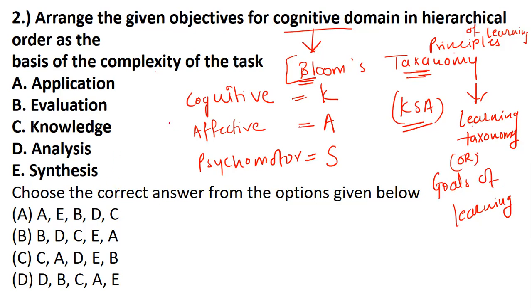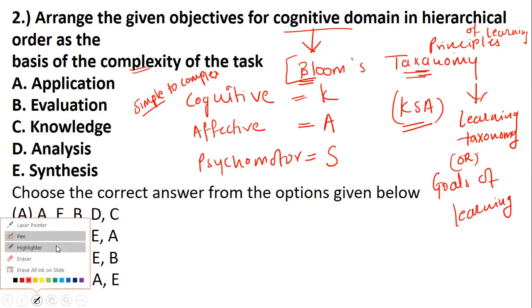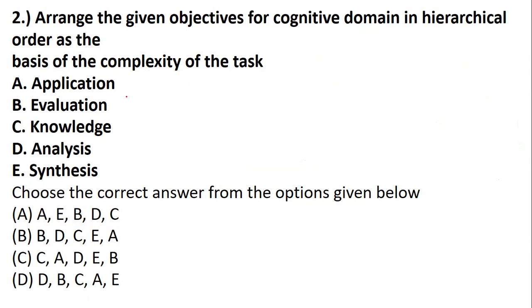Now the cognitive domain makes things simple; it goes from simple to complex. In the question, they have given very clearly, in hierarchical order on the basis of complexity of the task. So it starts from simple and moves towards complexity. Now here you have to arrange the order. I'll just clear the screen so that you can see the question, or the question is there in the next slide also. You have the tasks: application, evaluation, knowledge, analysis, and synthesis. It is given in this format. You have to arrange them on the basis of complexity.